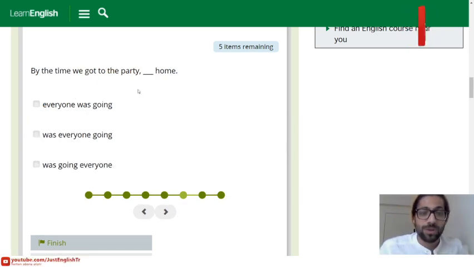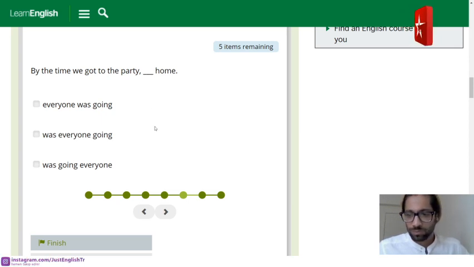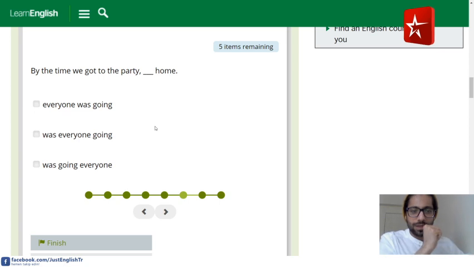By the time we got to the party, blank home. What do you think?